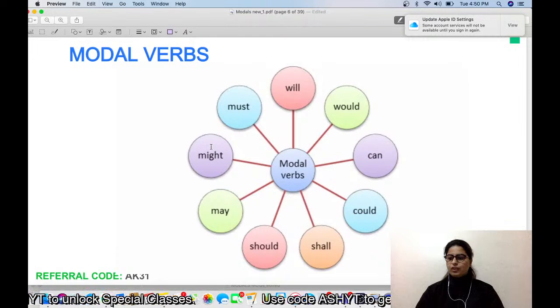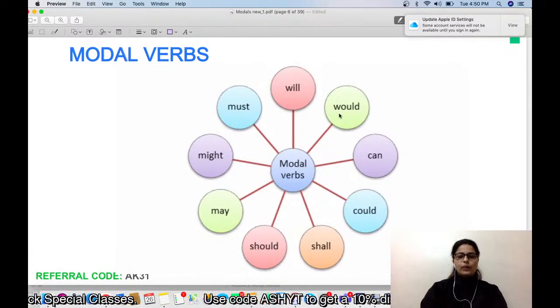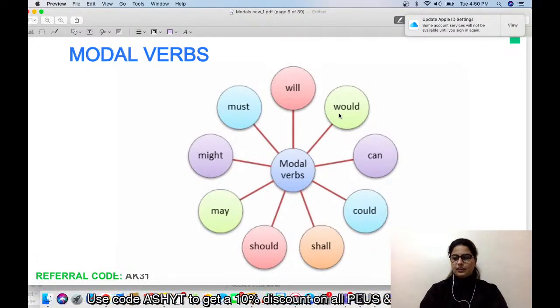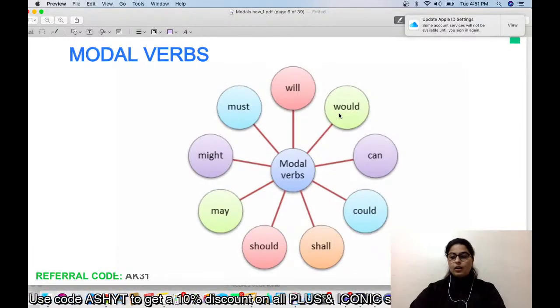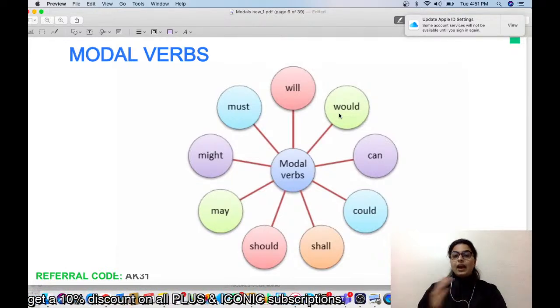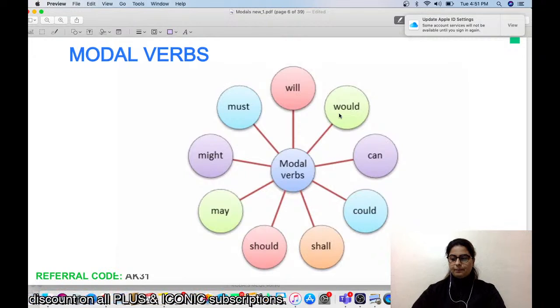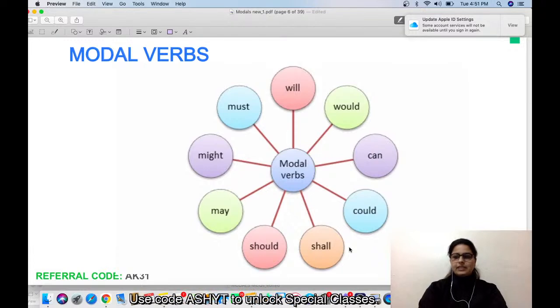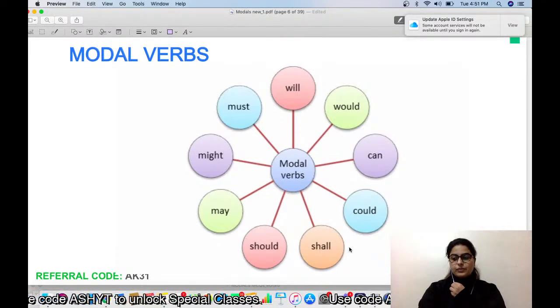I would request you to notice all of these: will, would, can, could, may, might, shall, should, etc. Let's try and understand what the different examples are here, and where we are going to use which modal verb. So let's proceed on with this. This diagram will tell you the different examples of modal verbs, but it's all the more important to understand where we are going to use which modal verb.